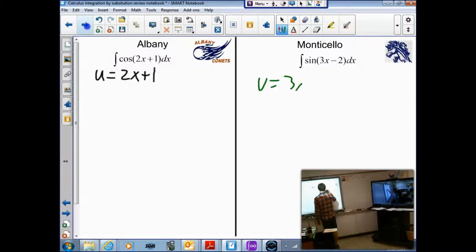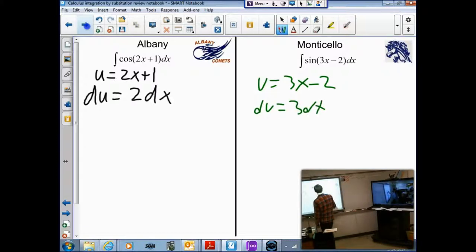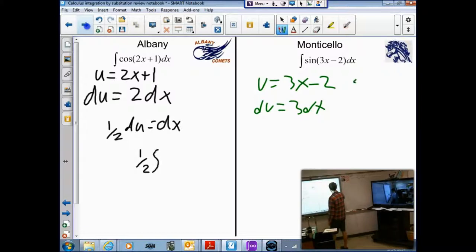u equals 3x minus 2. The du would equal 3dx. So then I have to do sine of u dx.